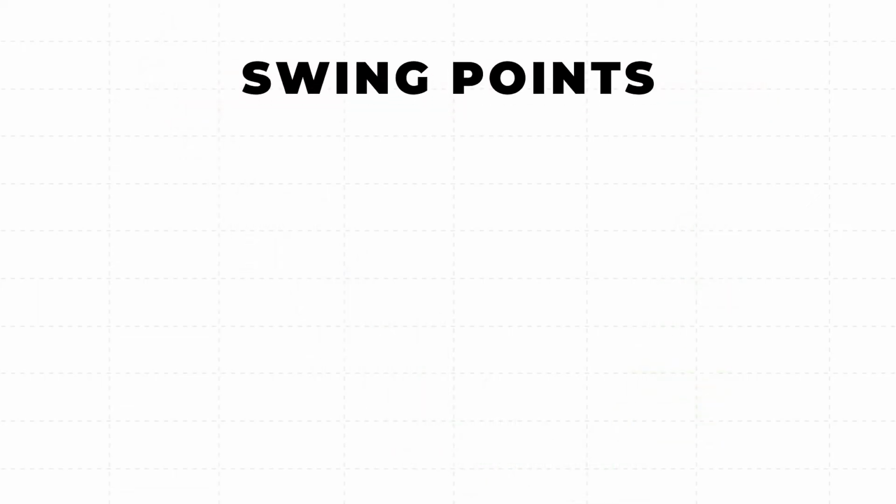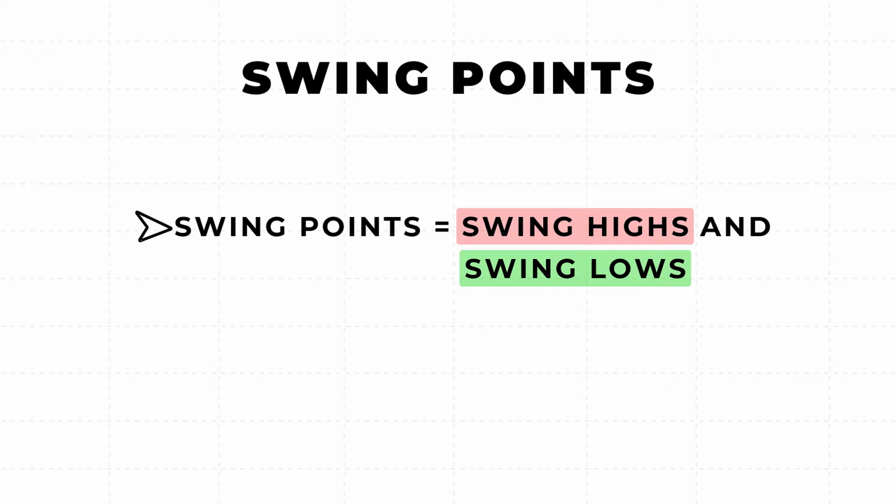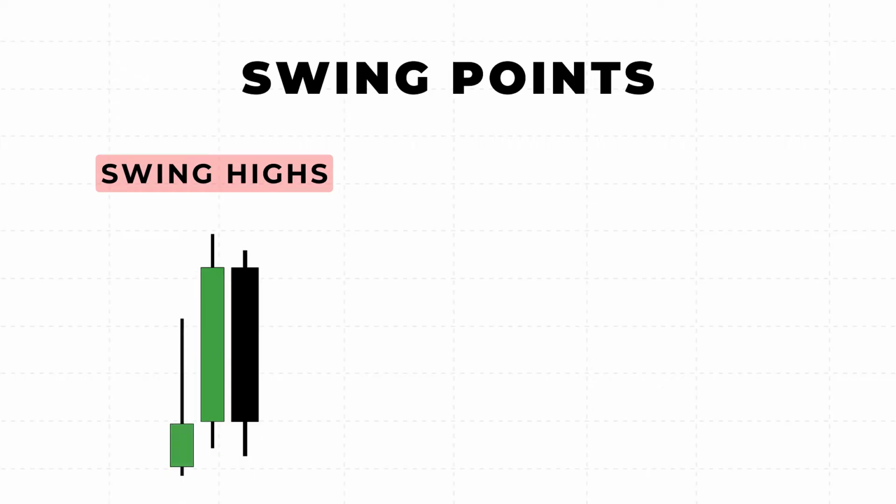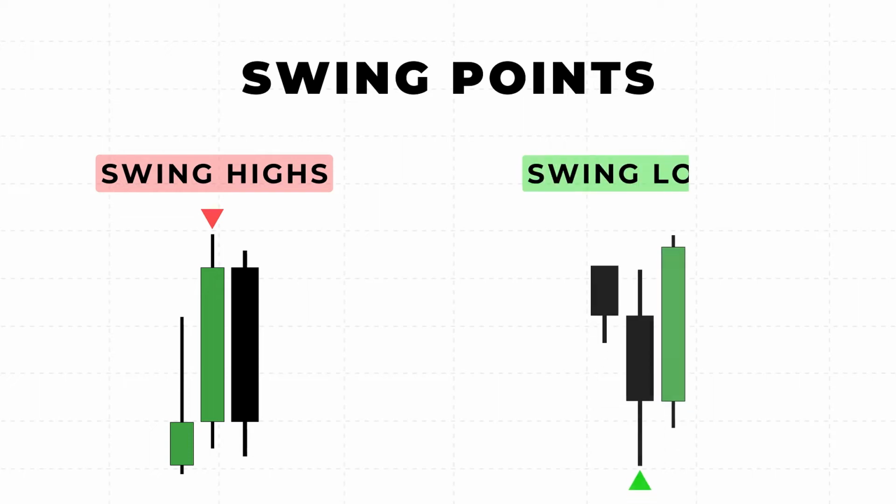Let's dive into swing points. Swing points refer to both swing highs and swing lows on your chart. So, what exactly are they? A swing high is a 3-candle pattern where the middle candle sticks out at the top, with the candles on either side lower than it. Simple, right? Now just flip this for a swing low. The middle candle sticks out at the bottom, and the candles on either side are higher than it.